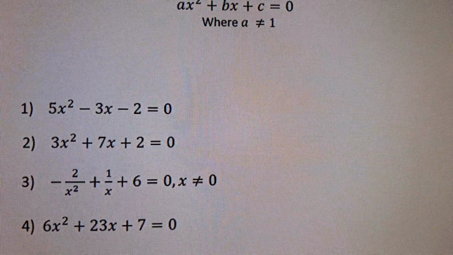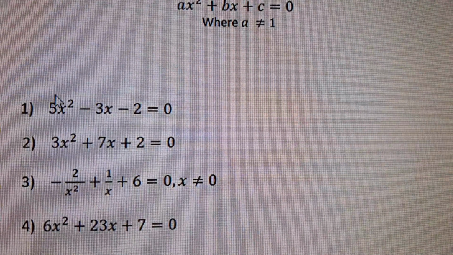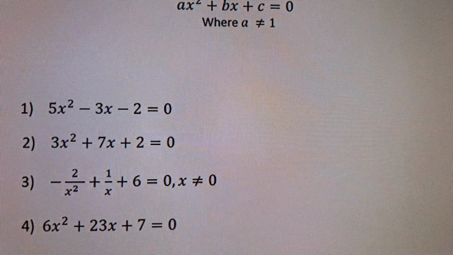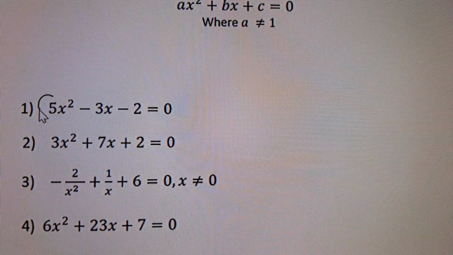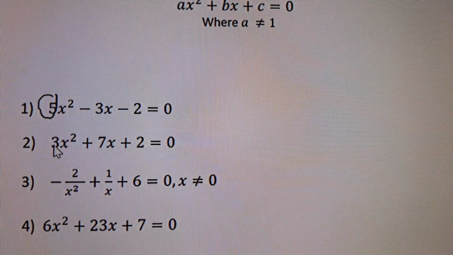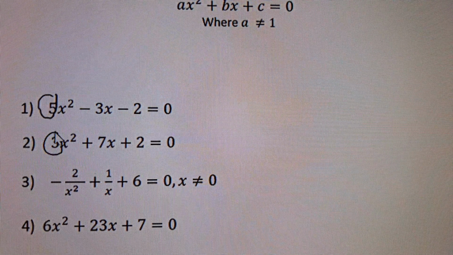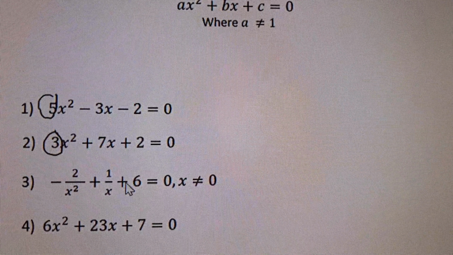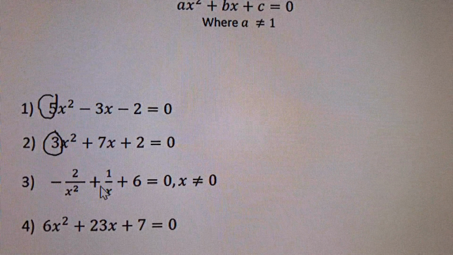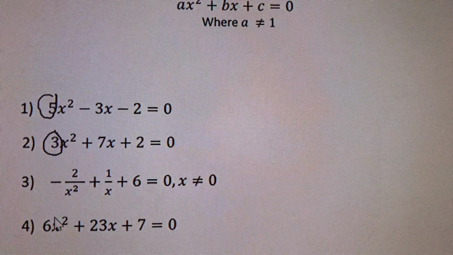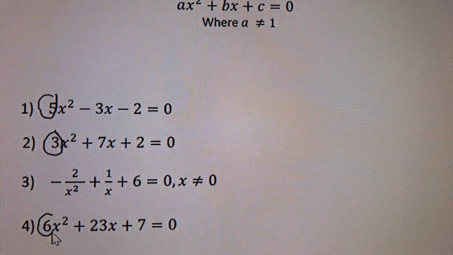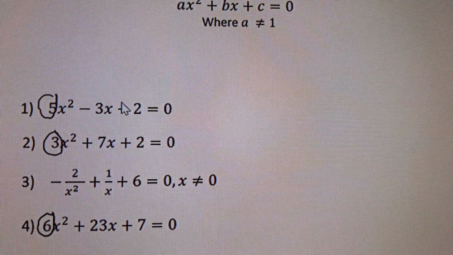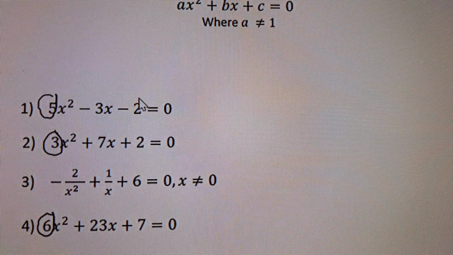So notice that in these cases, the leading coefficient in the first equation is 5. The leading coefficient in the second equation is 3. In the last one and the third one, we need to put it in standard form. We will do that as we go along. In the fourth problem, the leading coefficient is 6. So we are still going to use factoring to solve these equations.